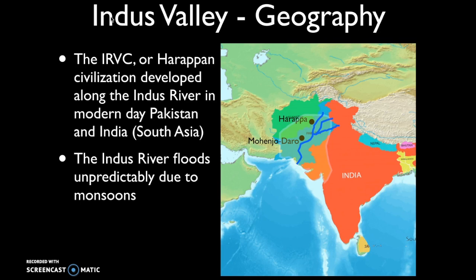But oftentimes this is relatively unpredictable, so this makes the Indus River Valley more similar geographically to Mesopotamia, with the Tigris and Euphrates rivers, which flooded uncontrollably and unpredictably.